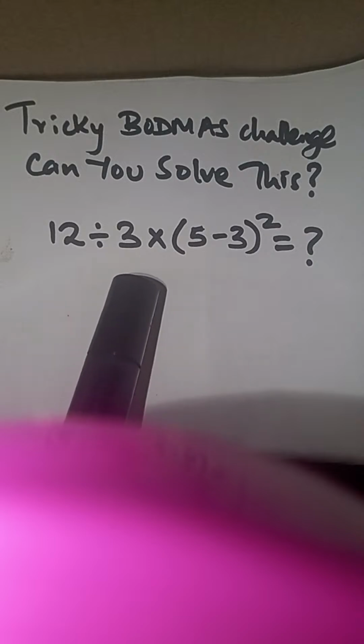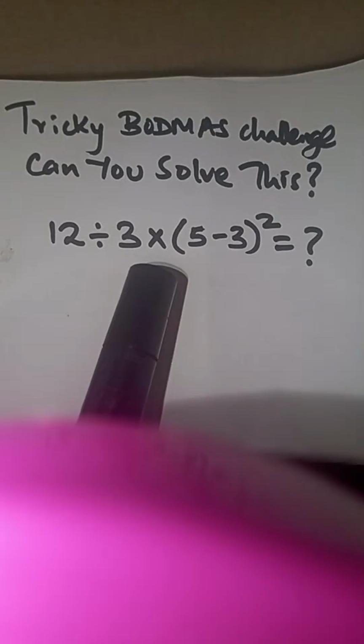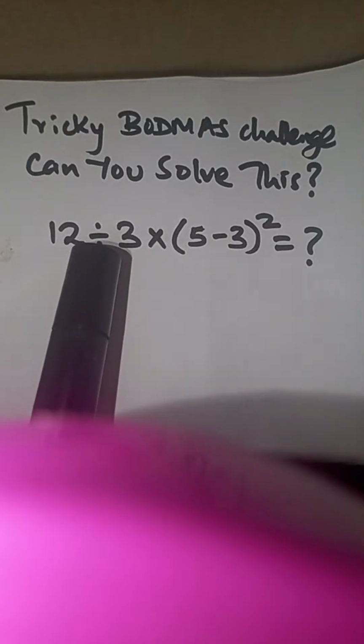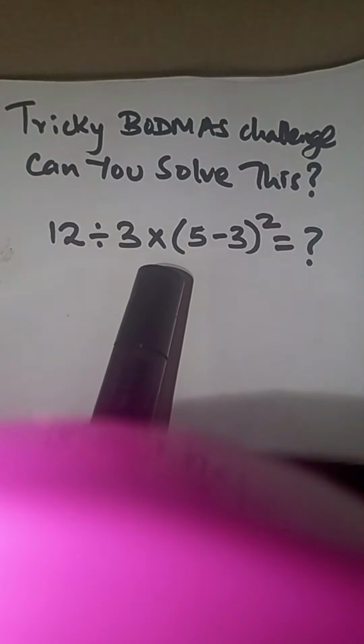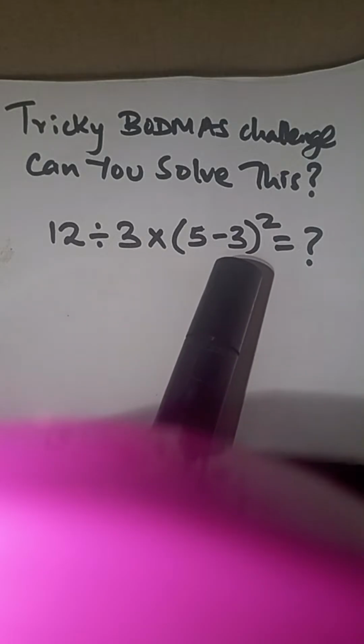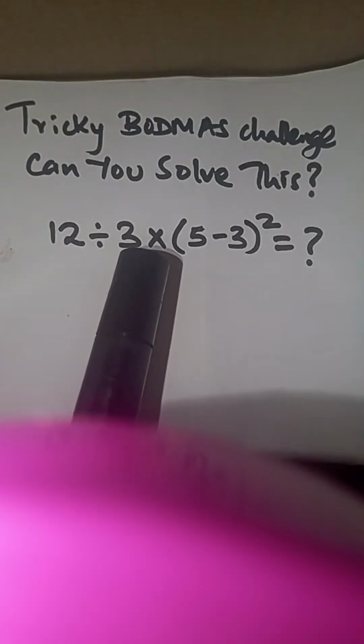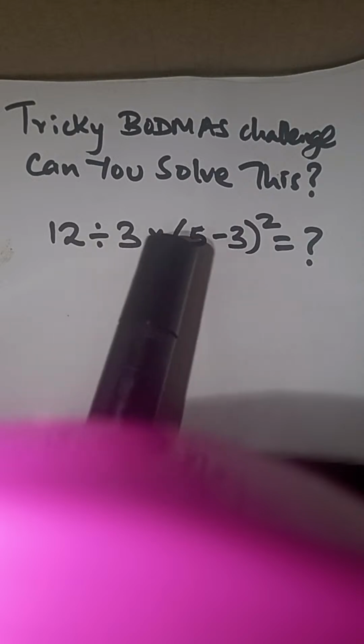And we have Menzabrina saying 1. So please show us how you're going to get 1. How do we get 1 from this: 12 divided by 3 multiplied by the product of 5 minus 3 squared? Just comment how you are showing us how we're going to get that.